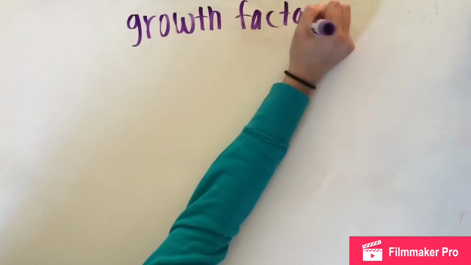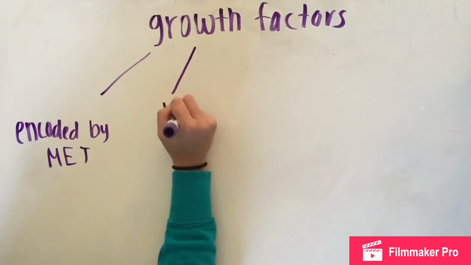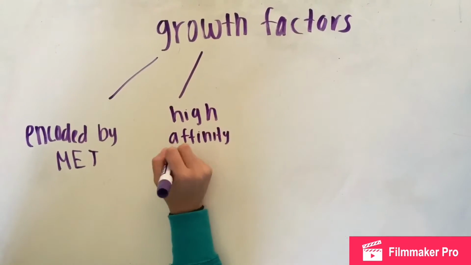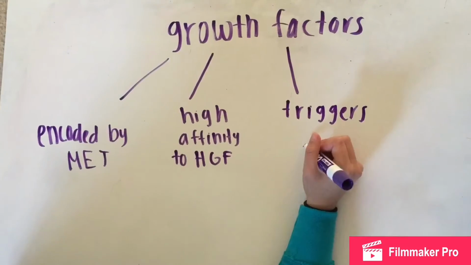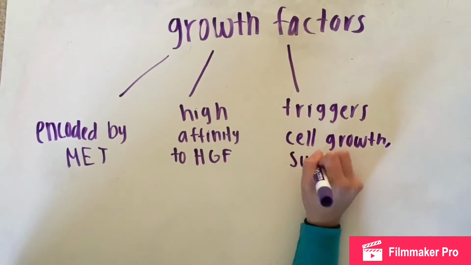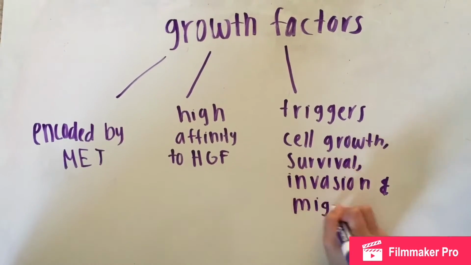For growth factors, c-MET is a receptor tyrosine kinase encoded by the proto-oncogene MET, and it has a high affinity for hepatocyte growth factor. c-MET activation triggers cell growth, survival, invasion, migration, and also angiogenesis. Hepatocyte growth factor induces c-MET activation.